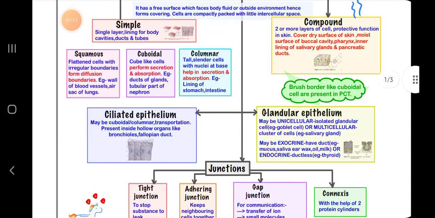There are three more: squamous, cuboidal or columnar. Squamous has flattened cells with irregular boundaries. Cuboidal has cube-like cells that perform secretion and absorption. Columnar has tall, slender cells with nuclei at the base that help in secretion and absorption.